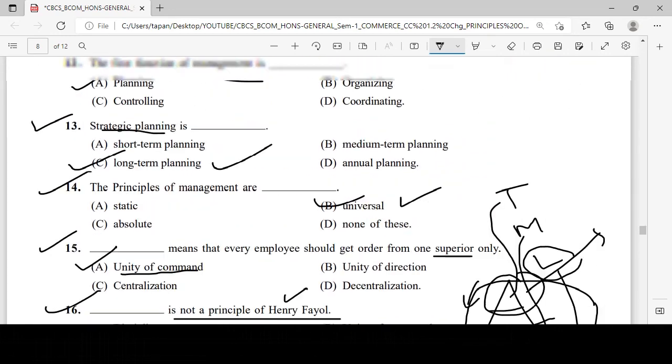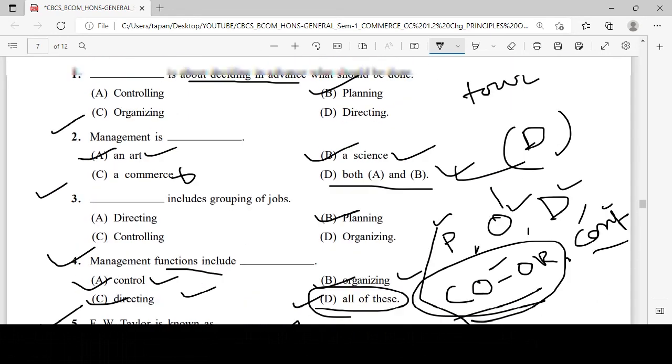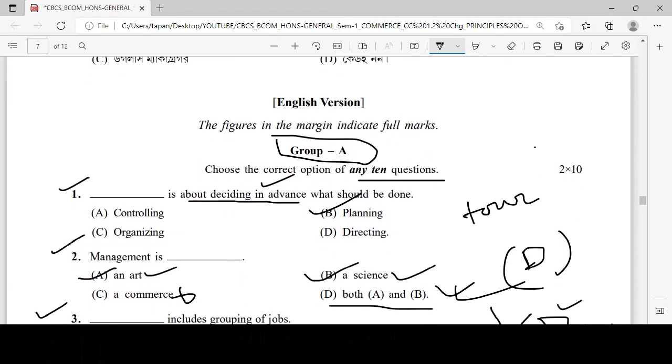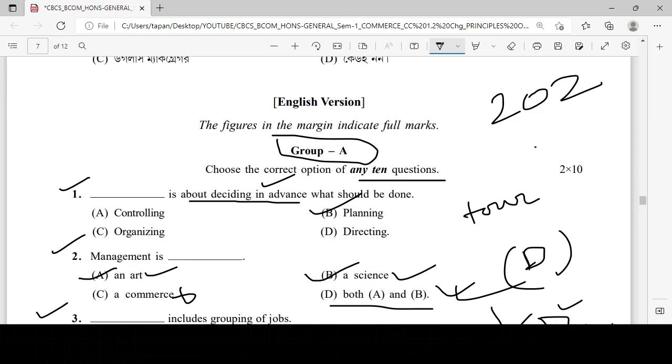Therefore, 20 questions have been discussed in this part, for question 2021, that is the first part. Now I am coming to the second part later. Okay.